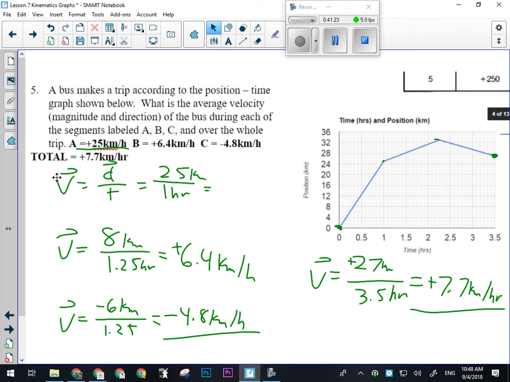Is this position versus time graph stuff ringing a bell? At least a little bit.